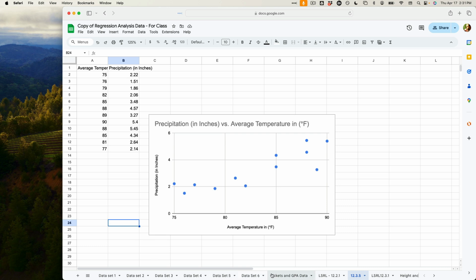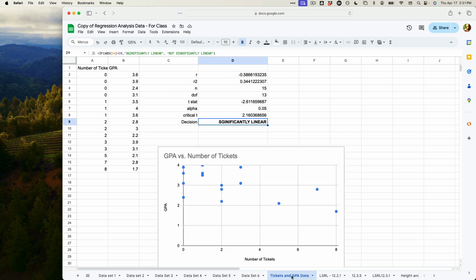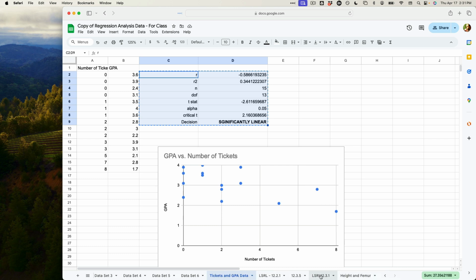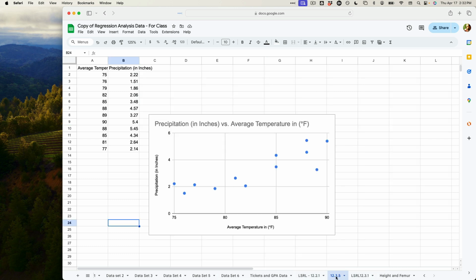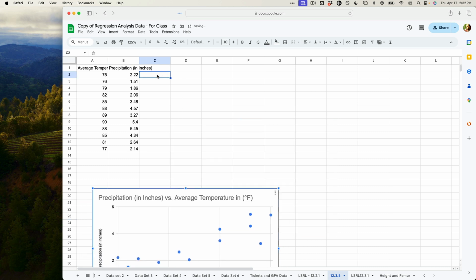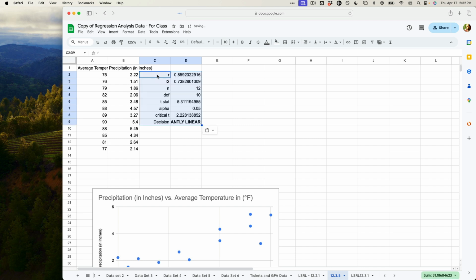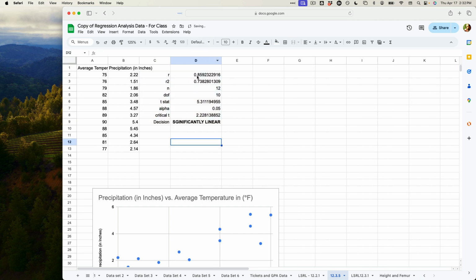We already did the work for this, so we're going to go back to the tickets and GPA, and notice here at the C column, just copy these, Command C or Control C, and then go back to that precipitation problem. All right, and then put it right here. I'm going to move this down. Just paste, and it does the work for you. It just did it for you.